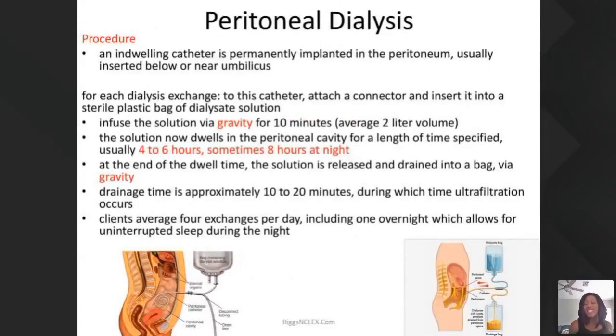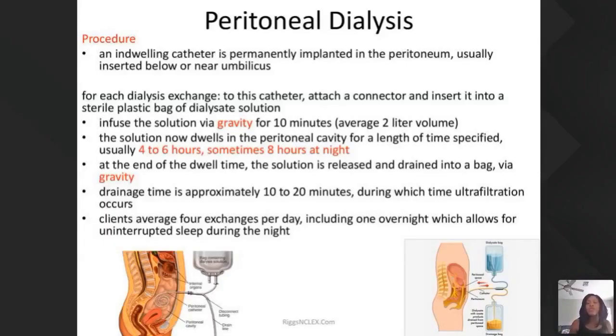Now, peritoneal dialysis is very different from hemodialysis. With peritoneal dialysis, you have an indwelling catheter, and indwelling means it stays there, okay? There's an indwelling catheter that is permanently implanted in the peritoneal cavity of this patient's stomach. This is not like a paracentesis you just saw us do where we pull out the fluid. No, this is a permanent catheter that stays in the patient.